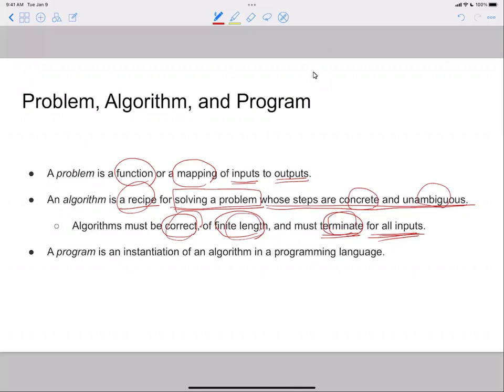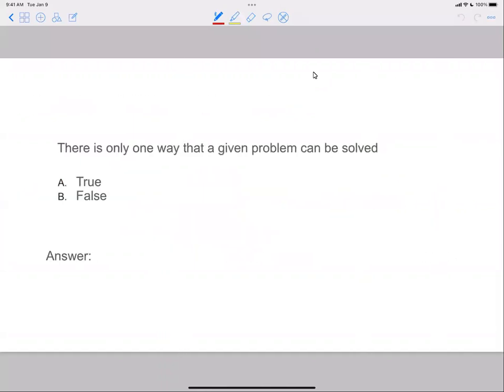So a program is an instantiation of an algorithm in a programming language. So it's not about a specific programming language, but a programming language. So I hope now you can tell what a problem is, what an algorithm is, and what a program is. Okay, let's see the next slide.